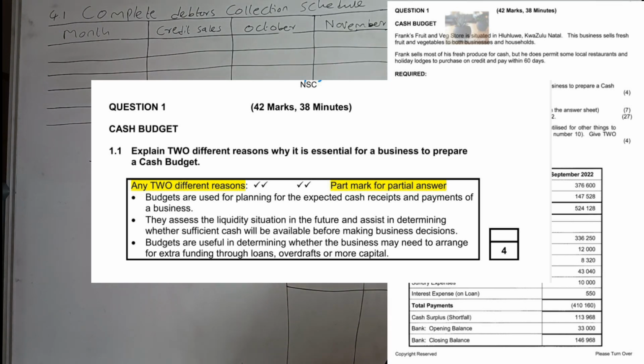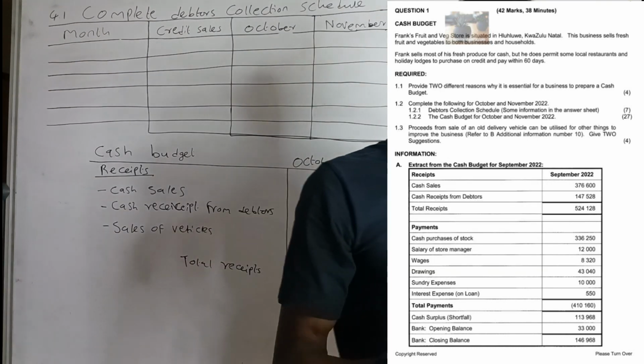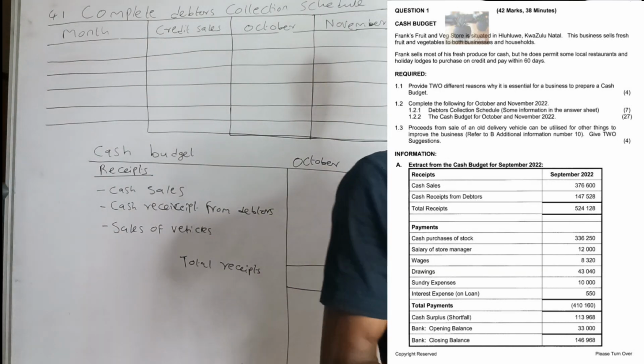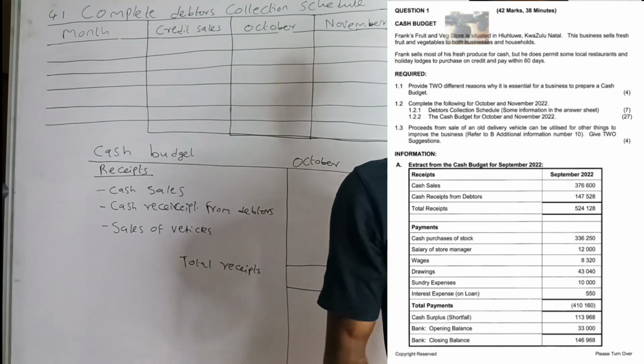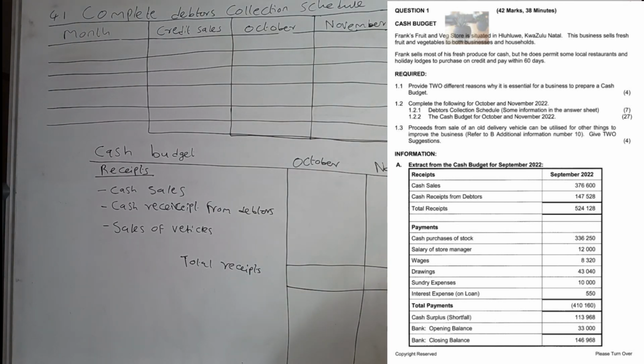Number 2, they assess the liquidity situation in future and assist in determining whether sufficient cash will be available before making a business decision. Then the last one, budgets are useful in determining whether the business may need to arrange extra funding through a loan, overdraft, or more capital. Obviously, if we prepare a proper cash budget, we will know that with the cash that we have, we won't be able to afford a very important item that we need to buy. So that's the possible answer that was needed on 1.1.